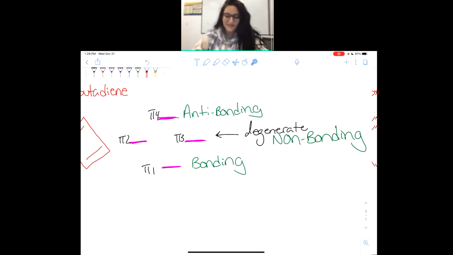So the ones in the middle have to be non-bonding because now we're going to look at even versus odd energy levels, not orbitals. Since we have an odd number of energy levels, the one in the middle has to be non-bonding because we cannot cut an energy level in half. So all of the degenerate orbitals on one energy level must be the same. They either all have to be bonding, all have to be non-bonding, or all have to be antibonding.